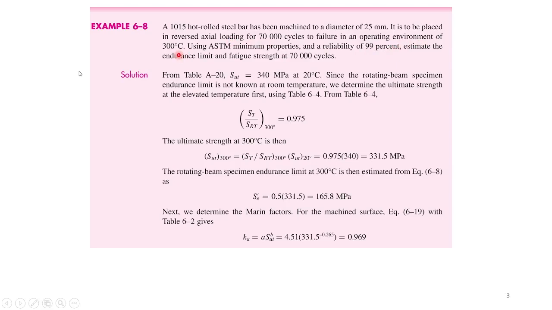300 degrees Celsius. So this is the service operating temperature. You need to take the effective temperature. Now, using ASTM minimum properties and a reliability of 99%, here it says take the KE into account, which is the reliability modification factor. Estimate the endurance limit and the fatigue strength at 70,000 cycles. Okay? I would prefer to use the word fatigue strength, of course, and not endurance limit, because it's a finite life of 70,000 cycles. Okay.